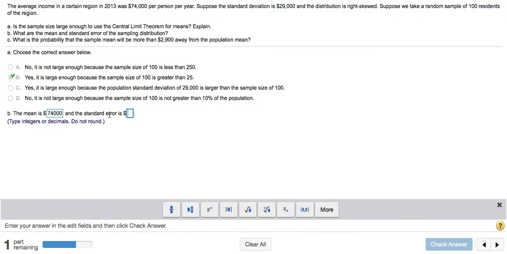Now for the standard error, that's going to be different. So this is the standard deviation for the sample from here. But to get the standard error for the new distribution, you take this value and divide it by the square root of this value. So basically you just divide this number by 10.